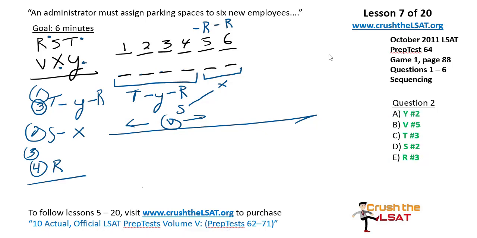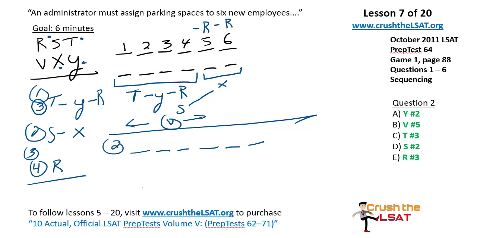If T is in a higher slot than S, which of the following could be true? Could be true, what does that mean? Well, that means that 4 of the choices can't be true, only one of them could be true. Or another way to put it, 4 of the choices must be false, and only one of them could be true.